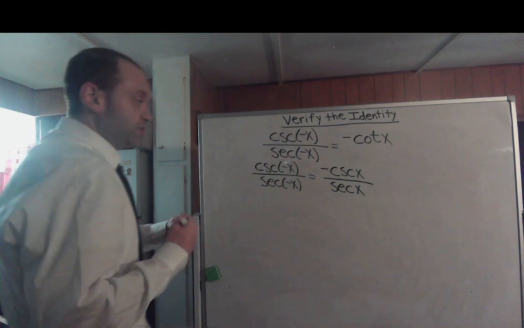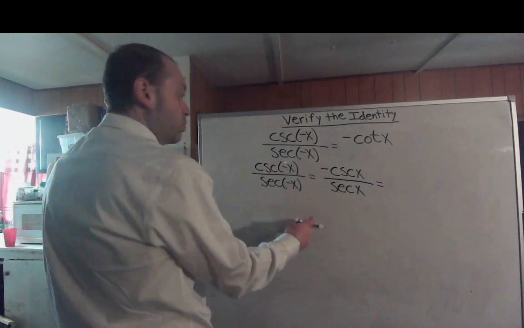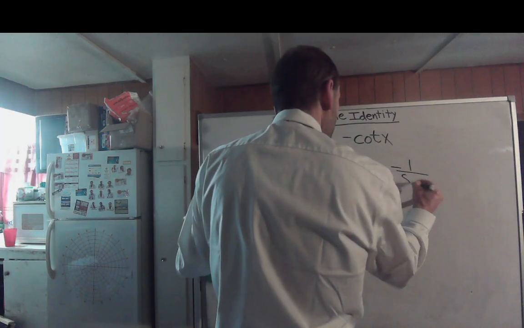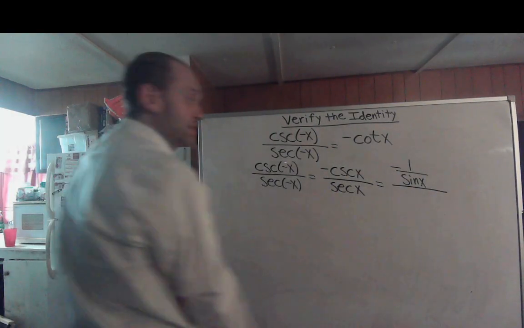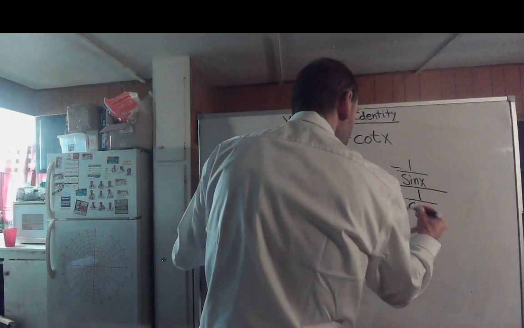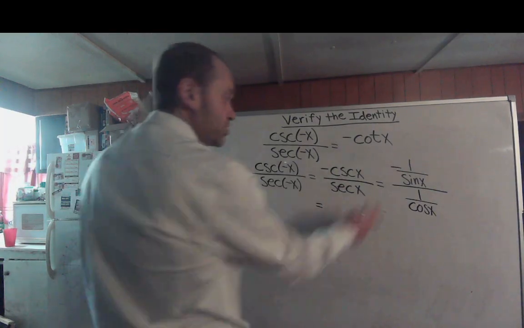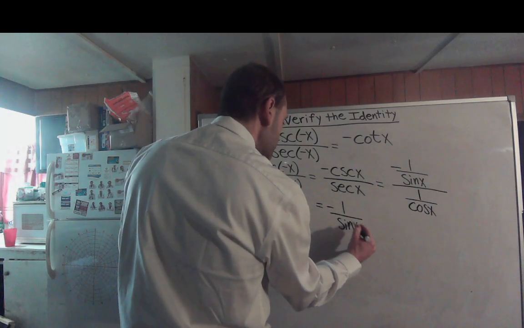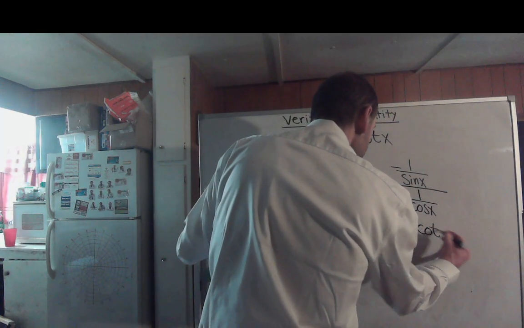Well, now it's time to use some reciprocal identities in the numerator and denominator. So what is the cosecant? That's 1 over sine. In this case, this would be negative 1 over the sine of x divided by your secant. Well, secant is 1 over cosine of x, which, since you have a complex fraction, you'll invert and multiply, so you'll have negative 1 over the sine of x times the cosine of x, which would just turn into the negative cotangent of x.